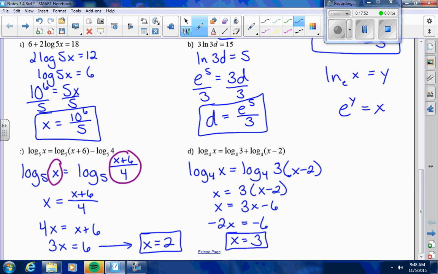Oh, they have to have the same base, period. Has to be the same base. If it's not the same base, can't do anything with it. Okay. Alrighty. Let's flip it over and look at the next one.